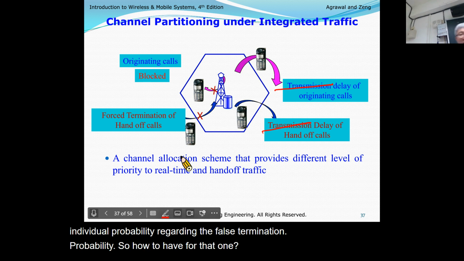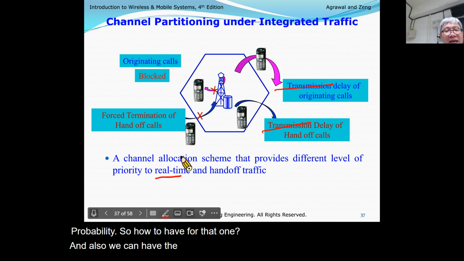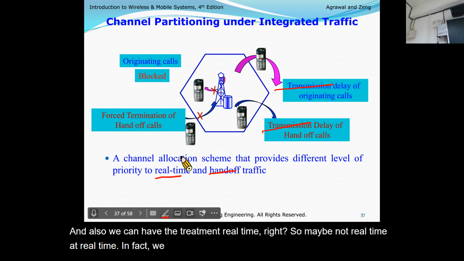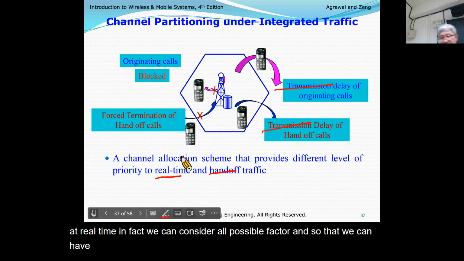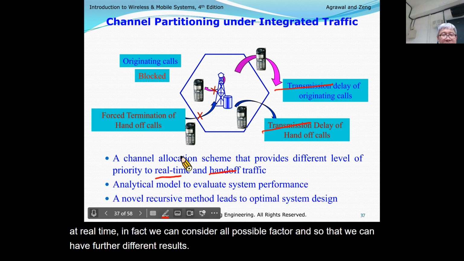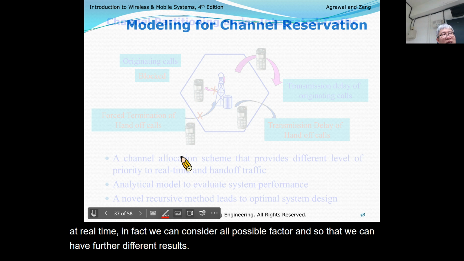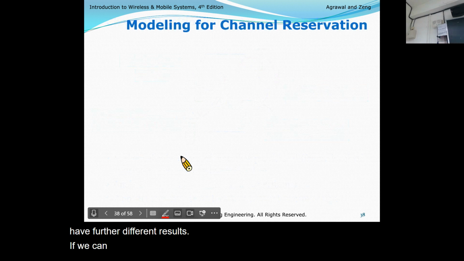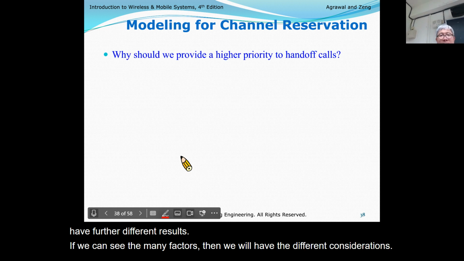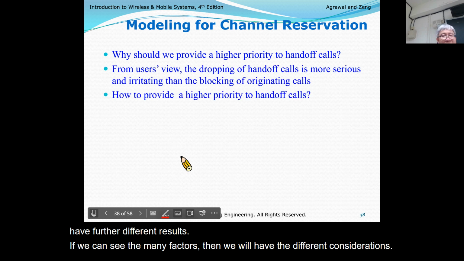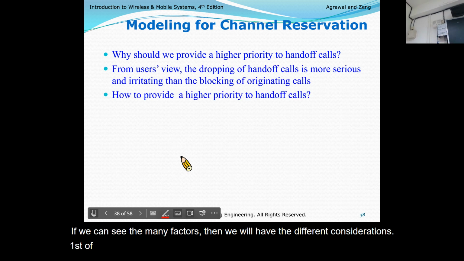And also we can have the treatment, real time, so maybe not real time and real time. In fact, we can consider all possible factors so that we can have different results. Well, if we consider many factors, then we will have different considerations. First of all, we apply channel reservation.